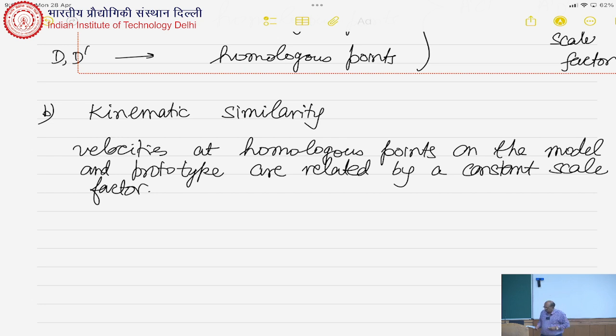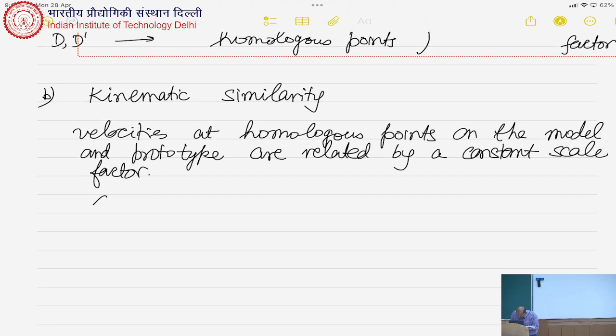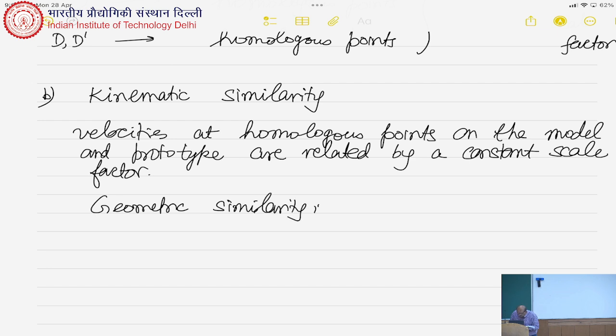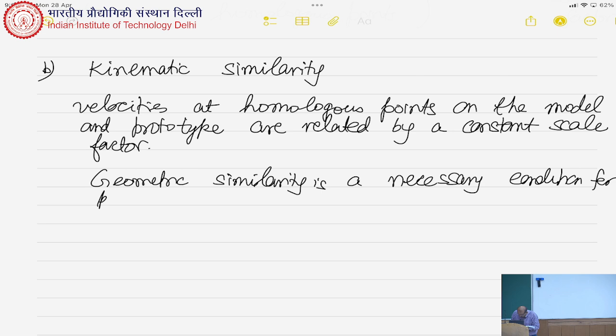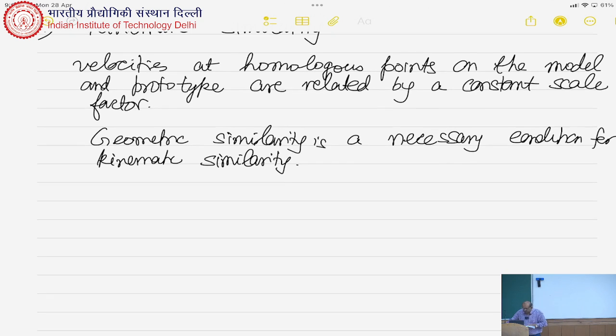And the geometric similarity is a necessary condition for kinematic similarity. This is obvious. If the flows are not geometrically similar, obviously we can't even talk of homologous points, etc.